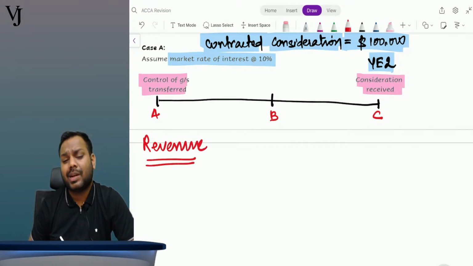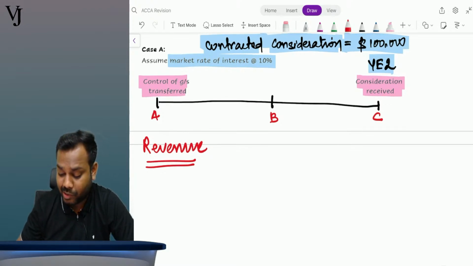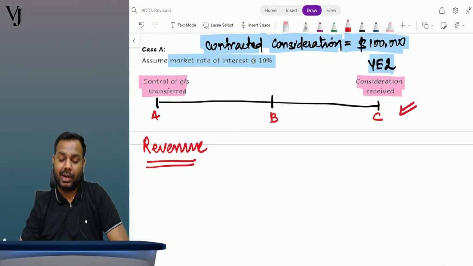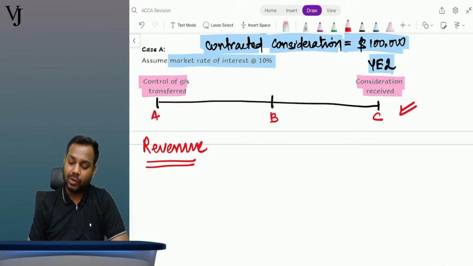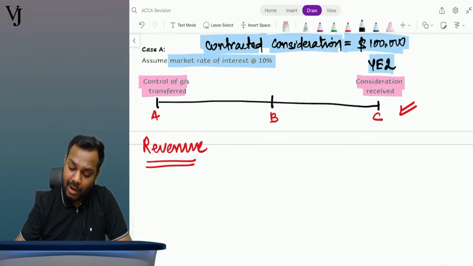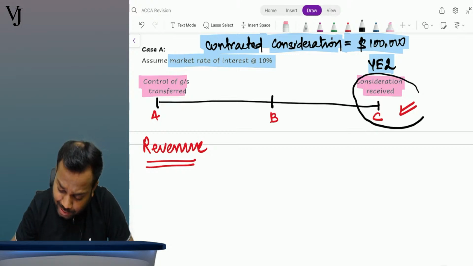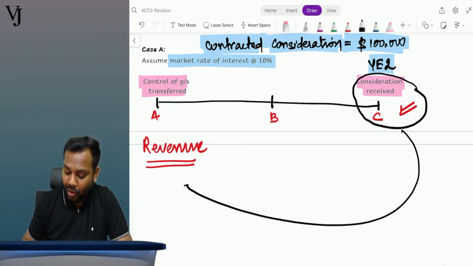But when I am receiving the consideration, I will receive the consideration on this date. Now, but I have to recognize the revenue here. So what will I have to do? I have to determine what is the value of this consideration on this date.